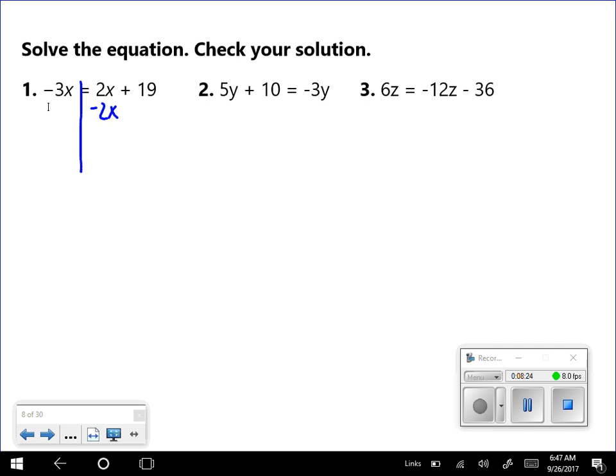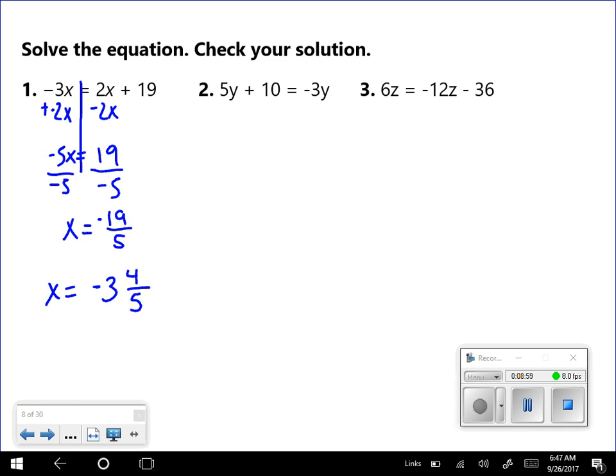So I'm going to subtract 2x. So now I have negative 3x minus 2x. So really we have plus a negative 2x. So this would be negative 5x equals 19. Well, then I just have to get my x by itself, divide by negative 5. So x equals, well, I could either call it negative 19 over 5, or if you want to change it to a mixed number, negative 3 and 4/5. Okay. And you could always check that by plugging it back in.